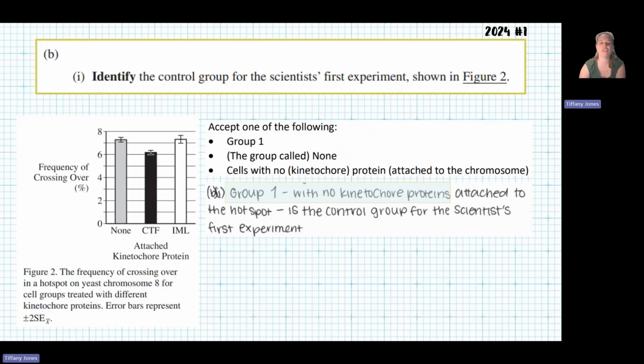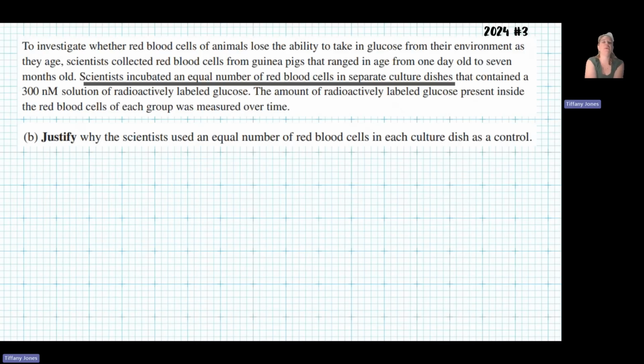And the student also, I have their response. So we're now investigating whether red blood cells of animals lose the ability to take in glucose from the environment as they age. So they incubated an equal number of red blood cells in separate culture dishes that contained a certain solution, and then they were testing those. So justify why they use the equal numbers in the dish as a control. The whole point of a control is to allow you to compare your data. So why would I want there to be equal numbers of cells?